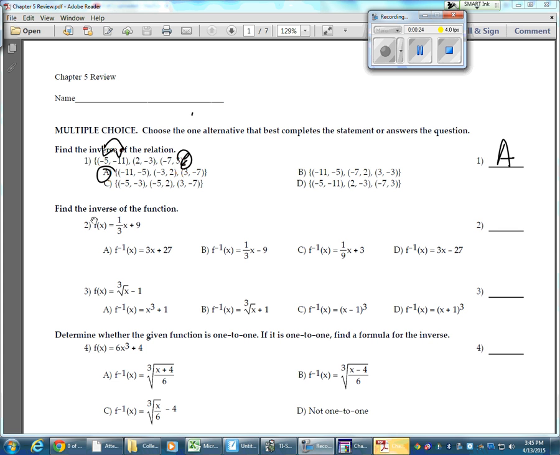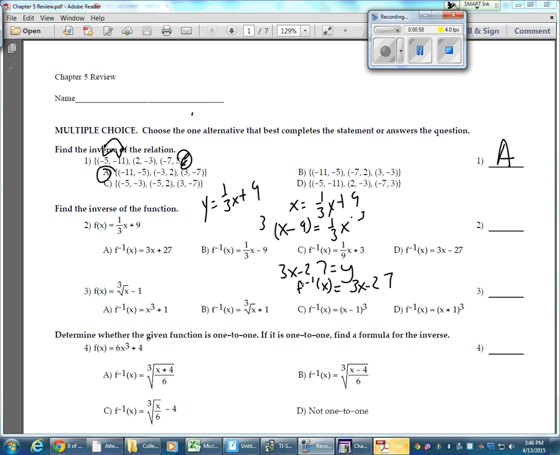Pretty easy answer. Now here, when they want the inverse of the function, this function is y equals 1/3 x plus 9. So if I want the inverse of that, I'm going to change the x and the y and then solve for y. So I get x equals 1/3 y plus 9. To solve that, I'd want to subtract 9, and then I'd need to multiply by 3 to get rid of 1/3. So when I multiply by 3 over here, that would be 3x minus 27 equals y. So the inverse function is 3x minus 27. So my answer would be D.